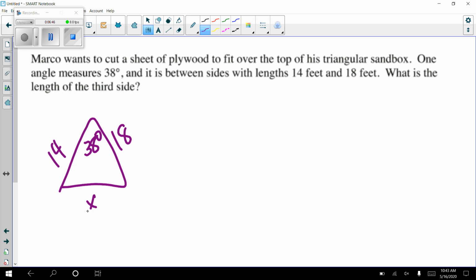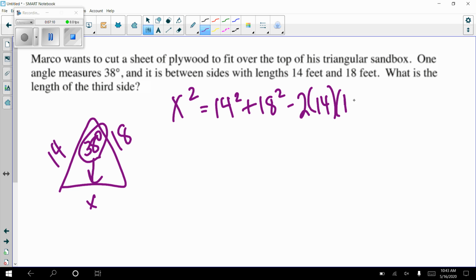Now notice we don't know any side and opposite angle here. So we need to do the law of cosines. Remember, across from the angle we're looking for is always that thing that comes first, that x squared. So it's like a squared equals b squared plus c squared minus 2bc cosine A. So we're going to do 14 squared plus 18 squared minus 2 times 14 times 18 times the cosine of 38, because that's the angle that's opposite the x.